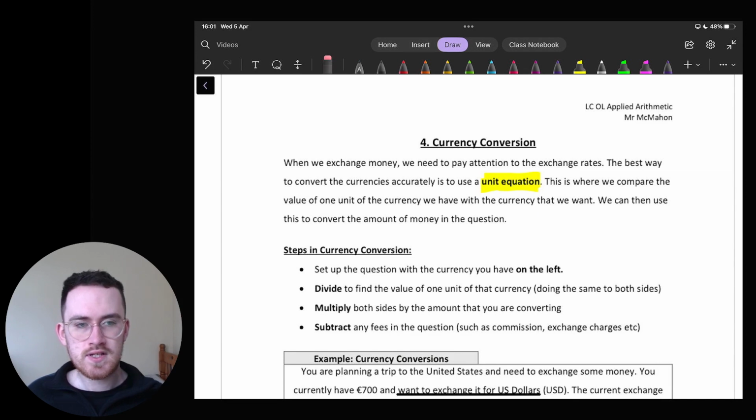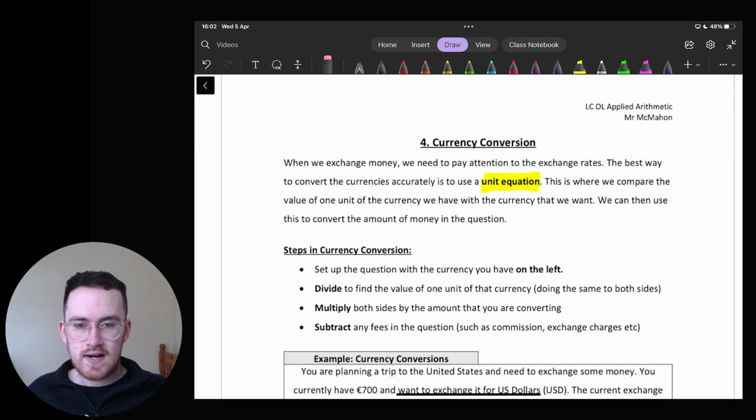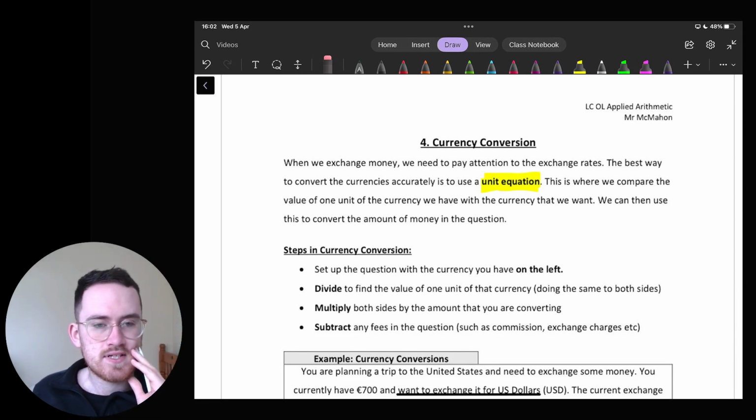The first thing, and I've highlighted it there, is we're using the idea of what we call a unit equation. A unit equation is just where we look for the value of one unit in whatever currency we're looking at. We've used this idea in a lot of the questions already, so you are familiar with it, we just mightn't have used that exact name.